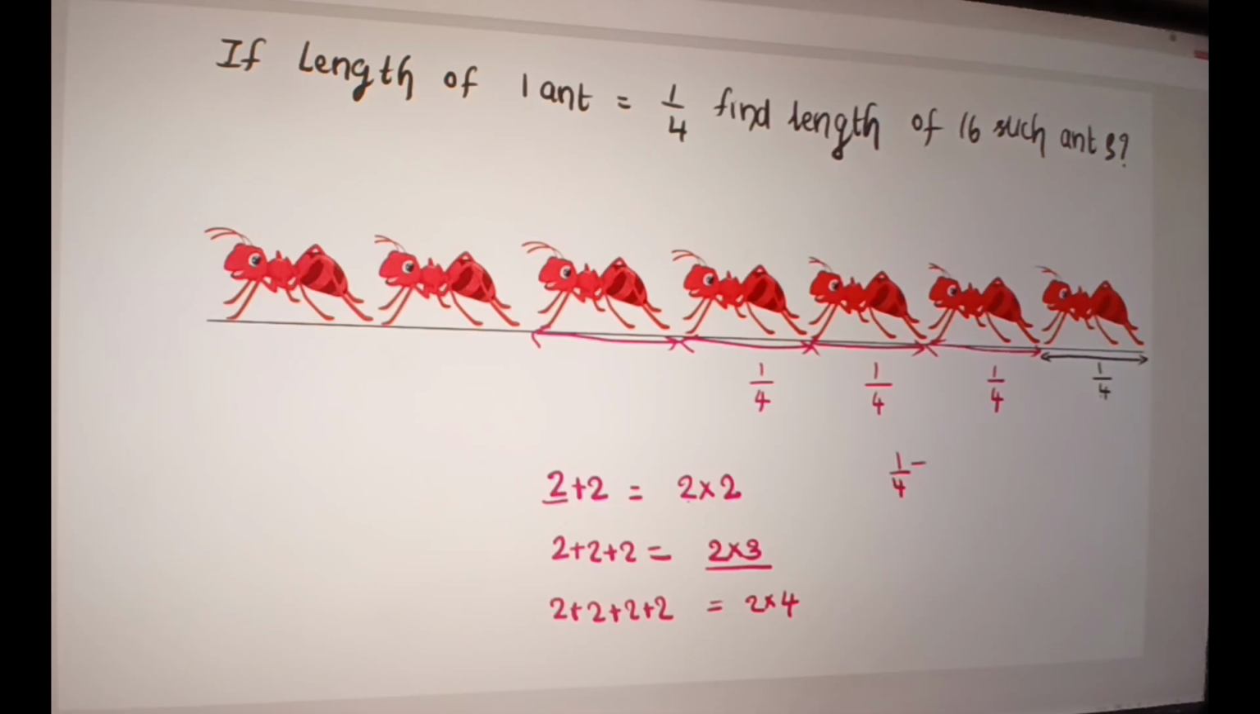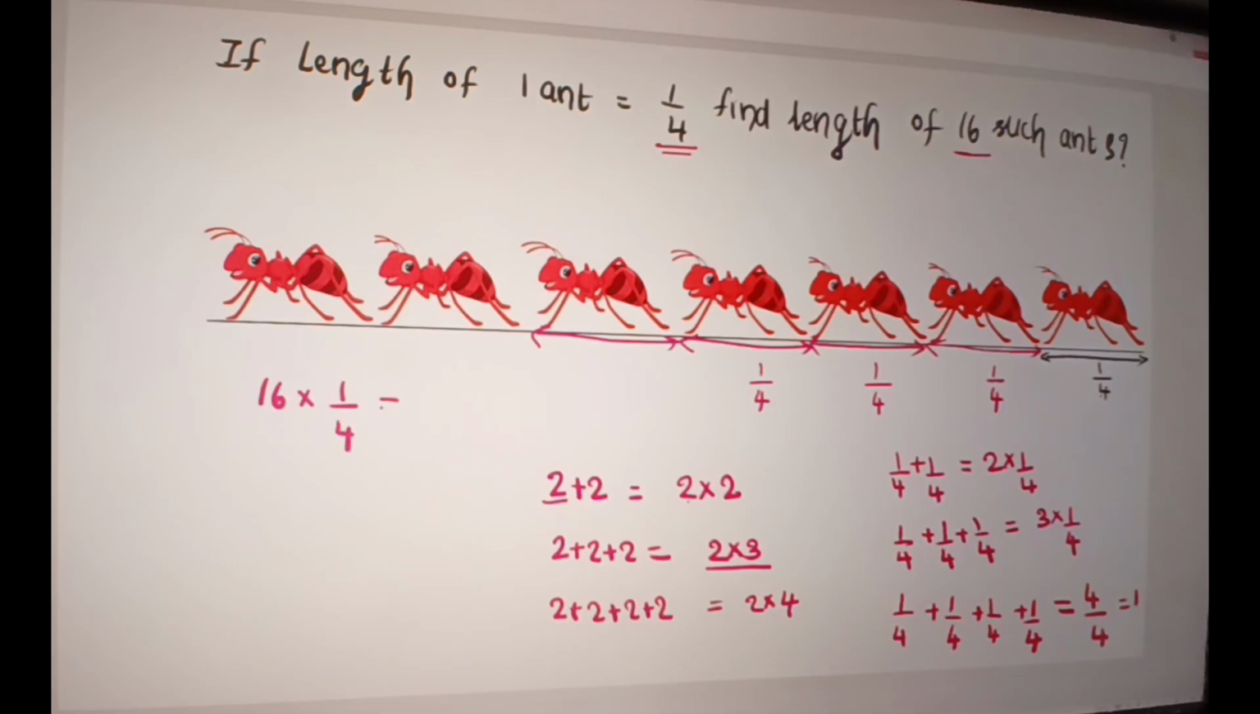Similarly, 1 over 4 plus 1 over 4 is the same as 2 times 1 over 4. You are adding 1 over 4, 2 times. If you are doing 1 over 4 plus 1 over 4 plus 1 over 4, it is the same as 3 times 1 over 4. If you are doing 1 over 4 four times, that is a whole. So here it is given the length of one ant is 1/4. You want to find the length of 16 such ants, means 16 times 1 over 4. So 16 divided by 4 is 4.